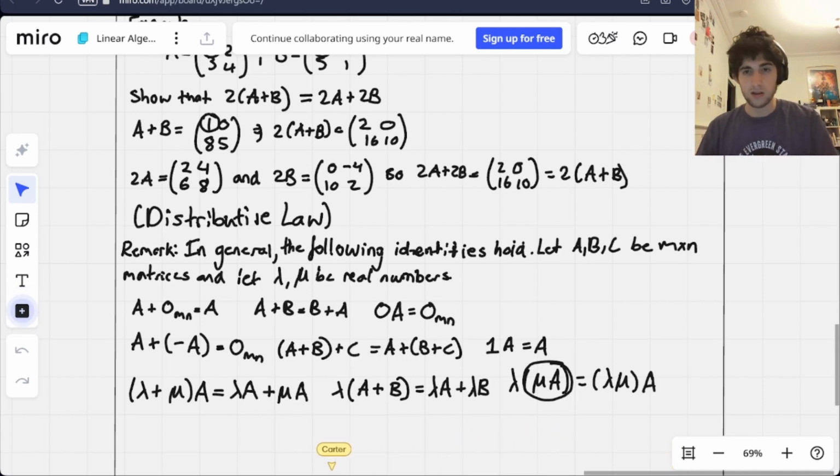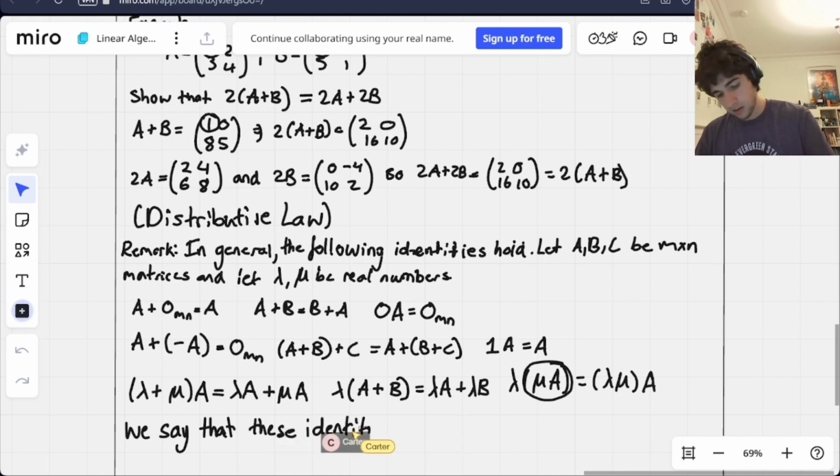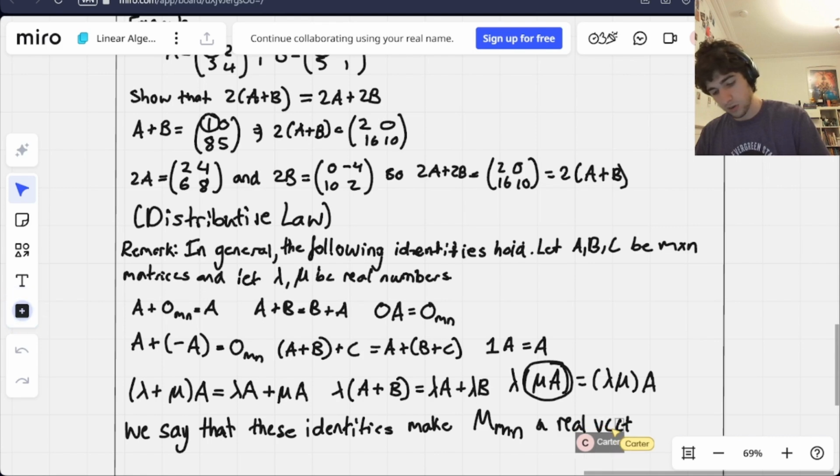And so we say that these rules, these identities, make the set of all m by n matrices a real vector space. So let me just talk about that and then we can finish up for today. So, a real vector space.